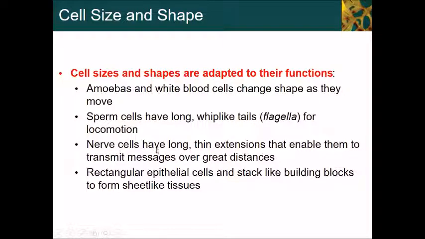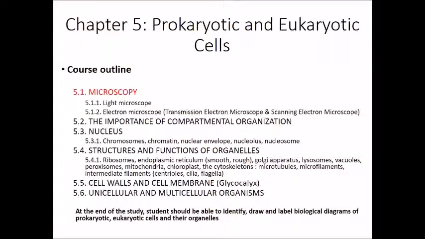And nerve cells have long, thin extensions that enable them to transmit messages over great distances. And rectangular epithelial cells, which you can find on your skin, stack like building blocks to form sheet-like tissues such as our skin, and also the linings of internal organs.